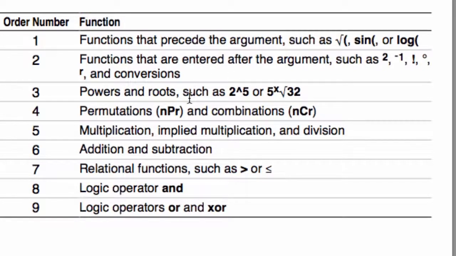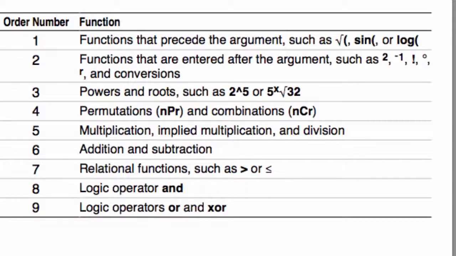And then we have powers and roots, so 2 to the 5th, or the 5th root of 32, permutations and combinations, then multiplication or division, addition or subtraction, and then relationships like greater than or less than, and then finally logic operators. So this might help you for some of your tougher equations when you're thinking about where to put parentheses. Remember that parentheses prioritize your function in your equation.